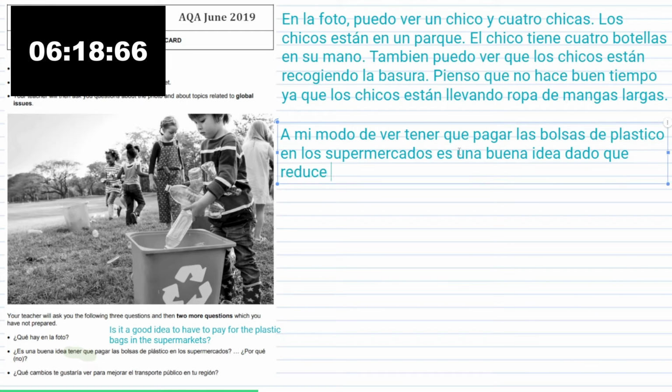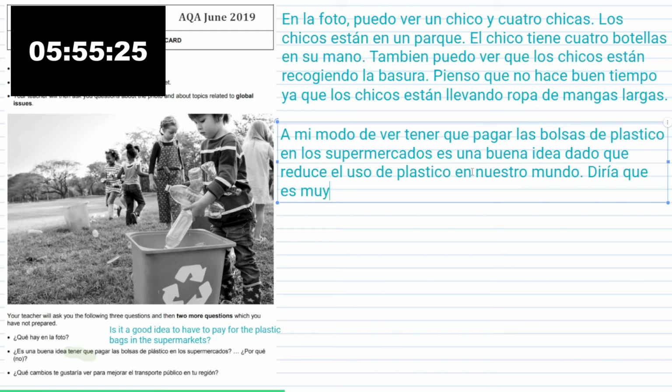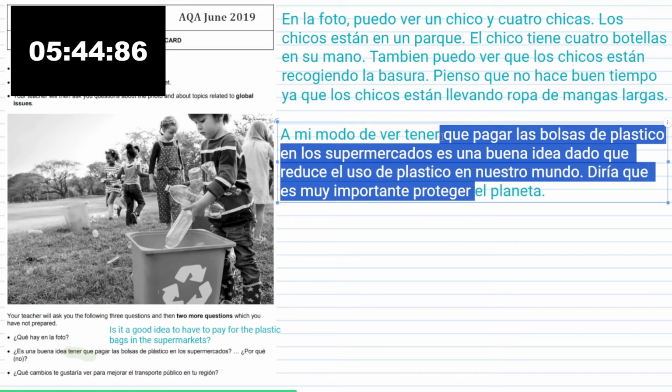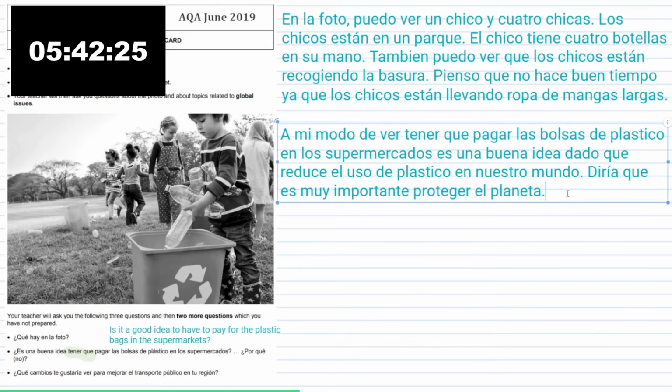reduce el uso de plástico. Yeah, something like that. Reduce el uso de plástico en nuestro mundo, in our world. Another sentence, giving your opinion again, I could say diría que es muy importante to protect, proteger el planeta. So I've talked about my opinion, and then we can say the other side of this.